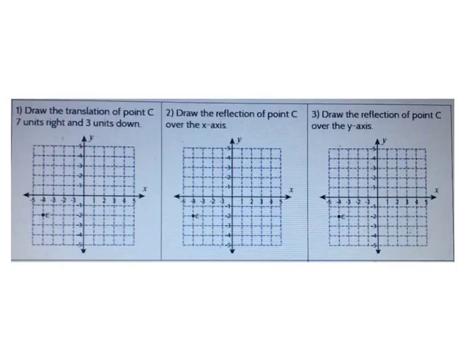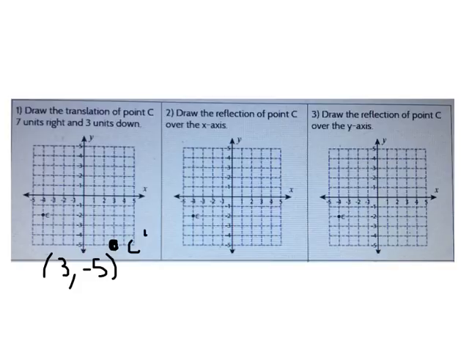Look at number 1. Draw the translation of point C 7 units right and 3 units down. Go ahead and move point C now, then enter the new ordered pair into the boxes. If I move point C 7 units right and 3 units down, it's now at 3, -5. Let's look at number 2.